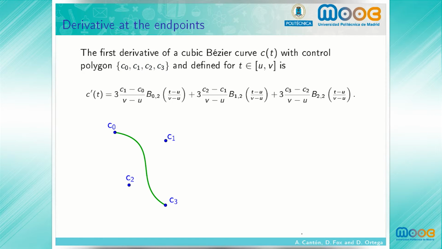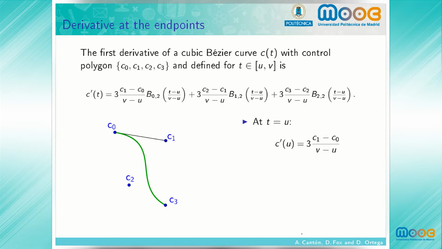Here we see the curve and the control points. We want to understand the meaning of the first term in the expression for the derivative of c as a quadratic Bezier curve. When we take t equal to u, the argument (t minus u) divided by (v minus u) is equal to 0, and of the three polynomials in the Bernstein basis of degree 2, two of them vanish at 0, and the other takes the value 1. It follows that c prime at u is equal simply to the coefficient of the first term of its expression as a quadratic Bezier curve.